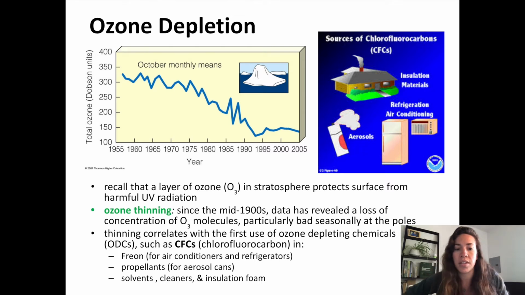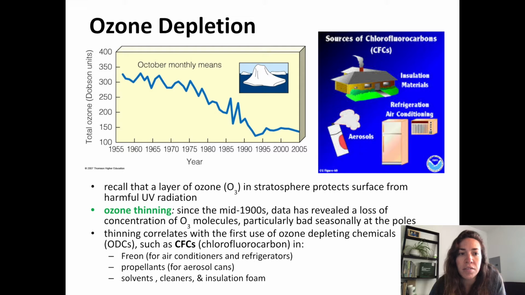ODCs. So ODCs include things like CFCs. We find CFCs in insulation materials, Freon in air conditioning and refrigerators, and they used to be used in aerosol materials. We also see CFCs in solvents, cleaners, insulation, etc. There are other ozone-depleting chemicals out there, halons, which you see in certain light bulbs. Other chlorine-containing materials are basically responsible for depleting ozone. We've seen that ozone is being significantly reduced since these materials came into use in the 1950s.